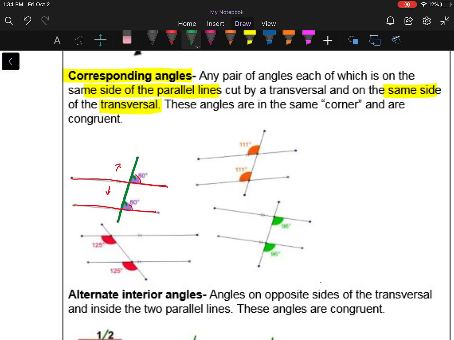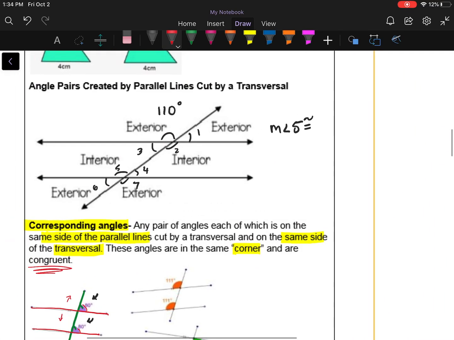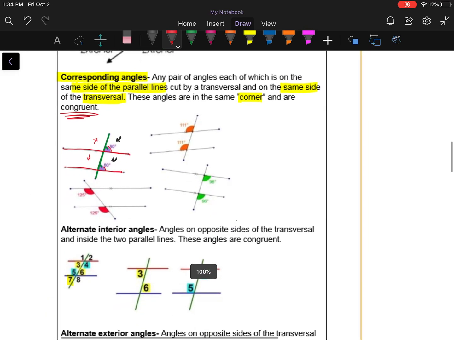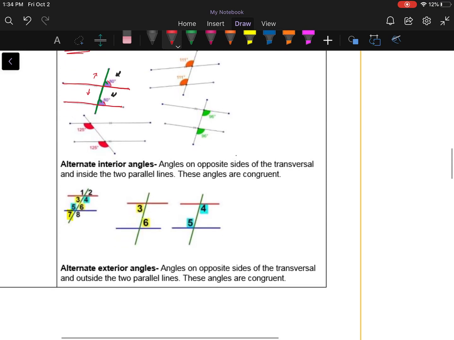Some people say they are in the same corner, but these are corresponding angles. And corresponding angles are congruent, which means they have equal measure. So going back to this original question, because those guys are in corresponding position, which is to the left of the transversal and above the parallel lines, the measure of angle 5 would be 110, based off of the corresponding angle theorem.